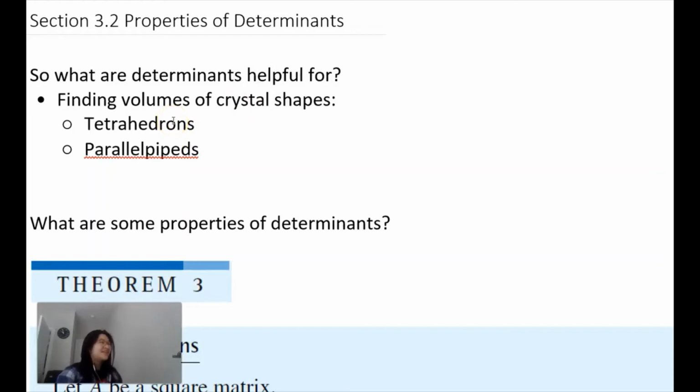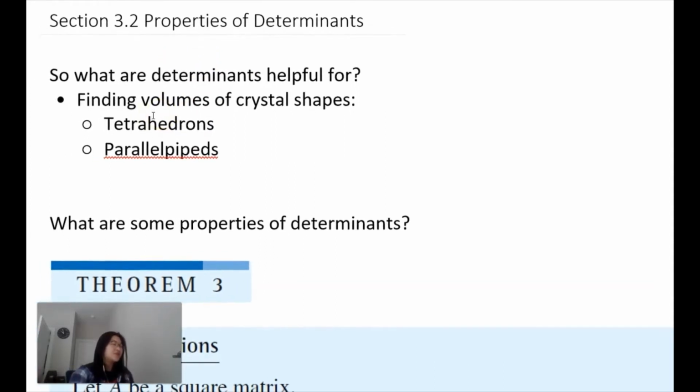Alright, welcome back. So today we are looking at section 3.2 and some properties of determinants. This is the penultimate section in chapter 3. And the next thing we're going to look at is Cramer's rule, which some of you might have seen before, but we'll talk about it a little bit.